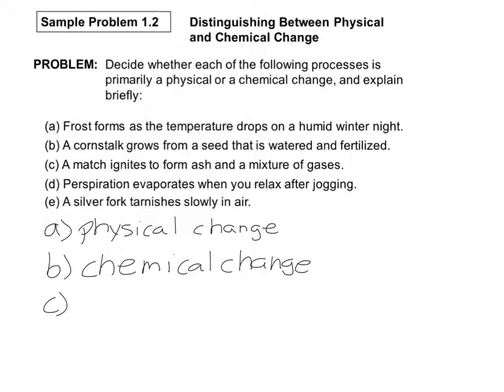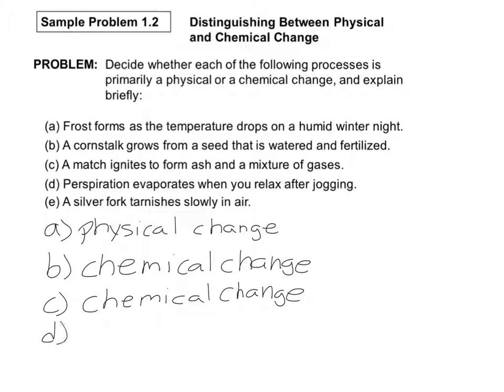All right, C tells us that a match ignites to form ash in a mixture of gases. So it's starting out as a match, which you've seen a match. It's like a little wooden stick. And it ignites and it changes into, it says it forms ash and a mixture of gases. So this again is going to be a chemical change. We have the match that is changing its identity.